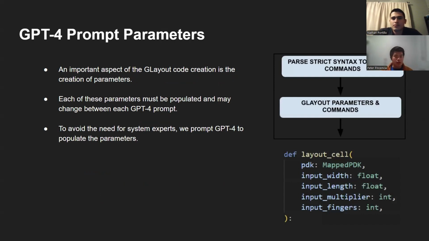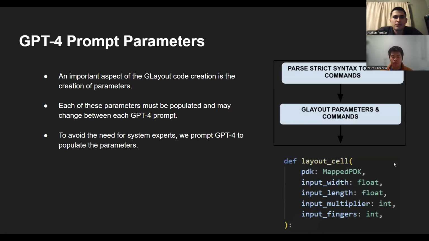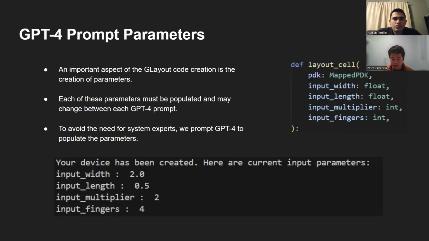So after the creation of the parameters for the GLayout, as Nathan said, GPT-4 will create a new function, a new file just for the definition file. So it includes the PDK. Let's say you can use the GlobalFoundries or the Skywater, and then you have the parameters created by the GPT-4.